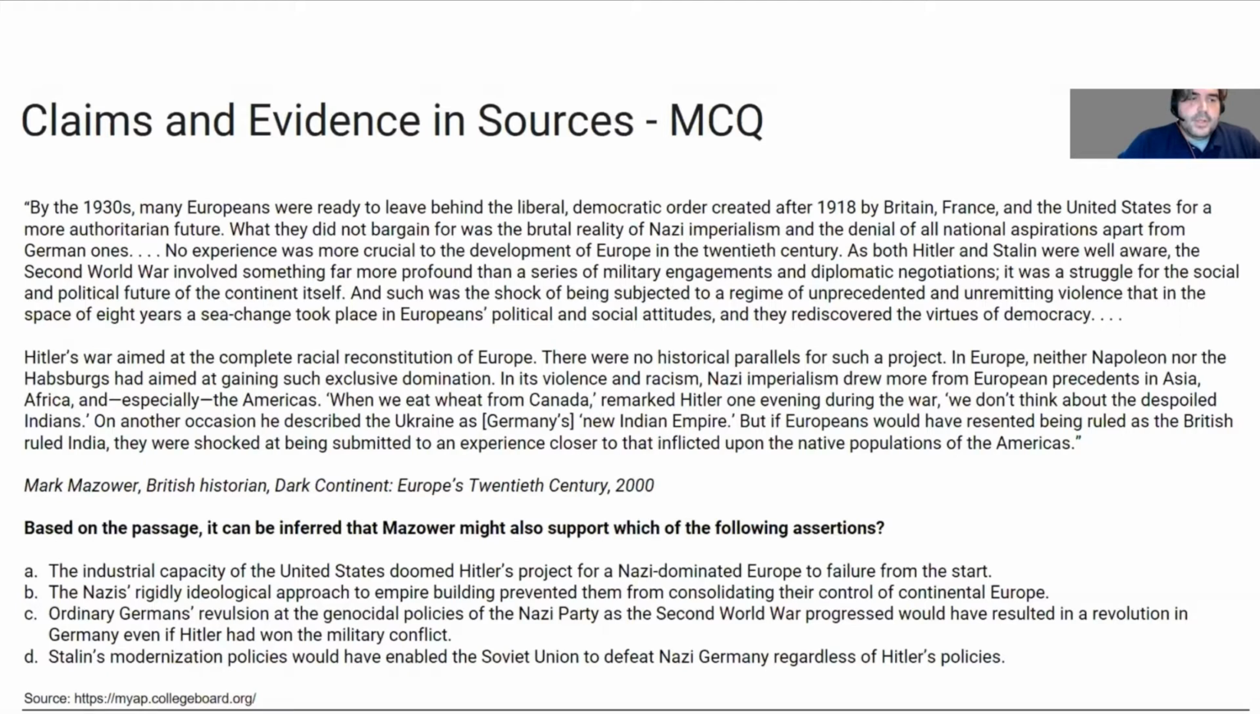A lot of regret occurs post-World War II, where people realize they want to return to the virtues of democracy. And then you see the birth of the United Nations, right? So Hitler's war, second paragraph, aimed at the complete racial reconstitution of Europe. You know, the Holocaust, right? There were no historical parallels for such a project. This was the first time in human history people tried to systematically eradicate a race of people during the Holocaust.